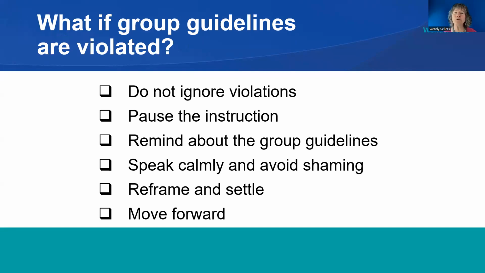So what happens if the group guidelines are violated? Because that does happen now and then. Don't ignore the violations. Pause the instruction. Remind the students about the group guidelines, especially the one that was just violated, without shaming the student who violated the guidelines. Speak very calmly and not in a shaming or judgmental voice. Reframe the incident and allow the students to settle down, and then go ahead and move forward with your lesson.